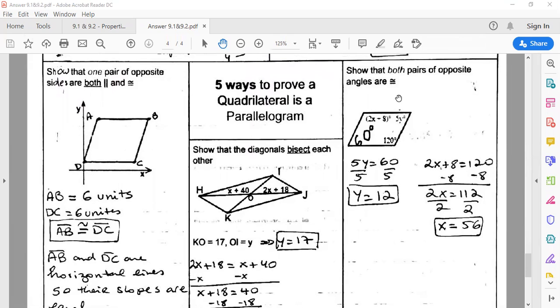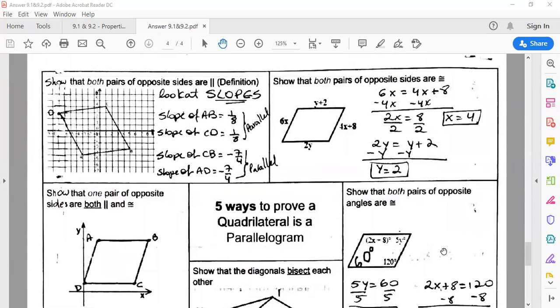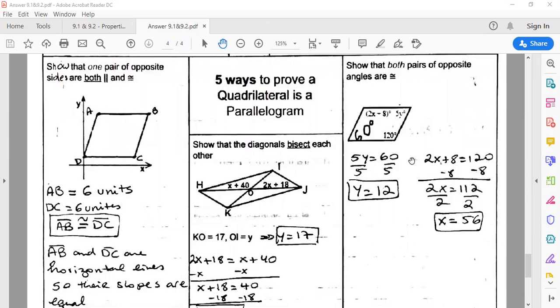Okay, let's look at showing that both pairs of opposite angles are congruent. This is kind of similar to the one where I showed the sides, but now I'm using the angles. Opposite angles are congruent. So 5y has to be equal to 60. When I solve, I get y equals 12. 2x plus 8 equals 120. When I solve this, I get x equals 15. So when y is 12 and x is 15, this quadrilateral is a parallelogram because I've shown that the opposite angles are congruent.